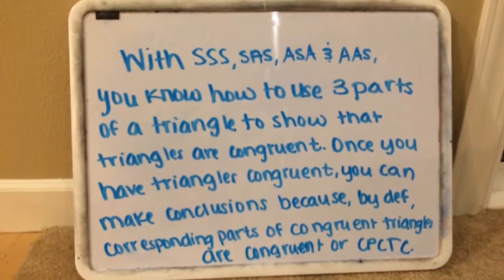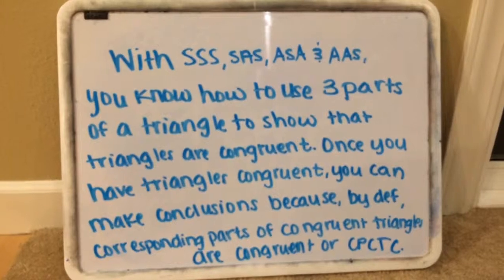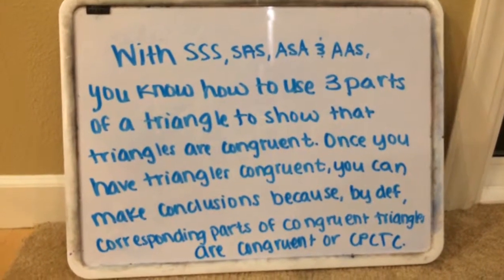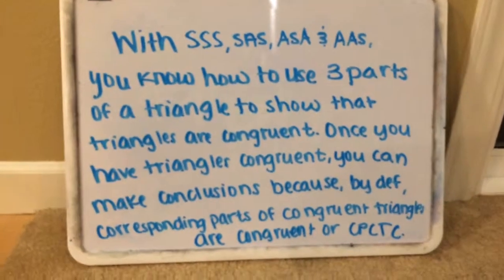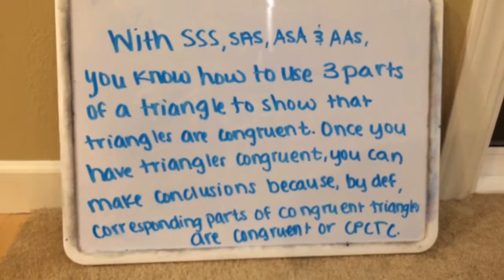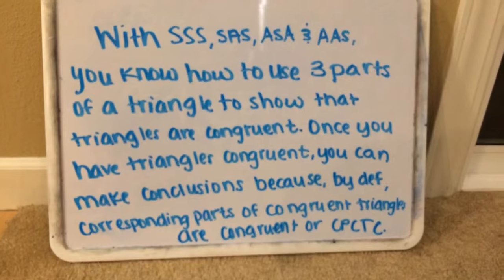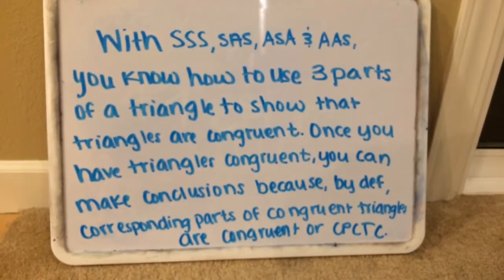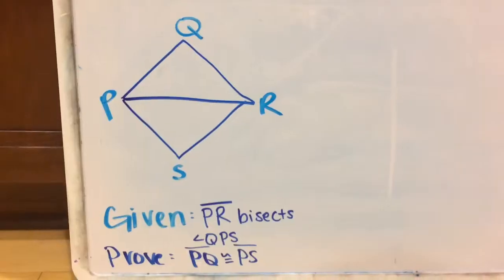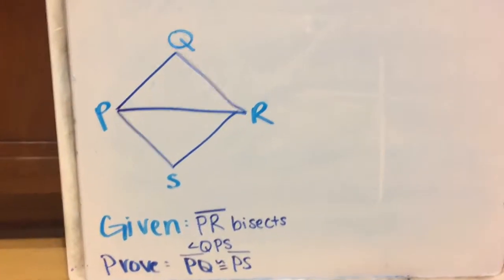With SSS, SAS, ASA, and AAS, you know how to use the three parts of a triangle to show that the triangles are congruent. Once you have triangles congruent, you can make conclusions because, by definition, corresponding parts of congruent triangles are congruent, or CPCTC. Okay, so here's our first example.